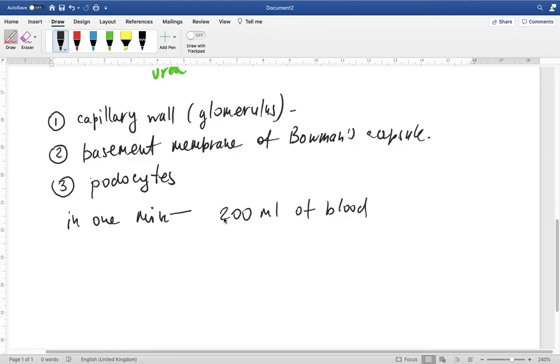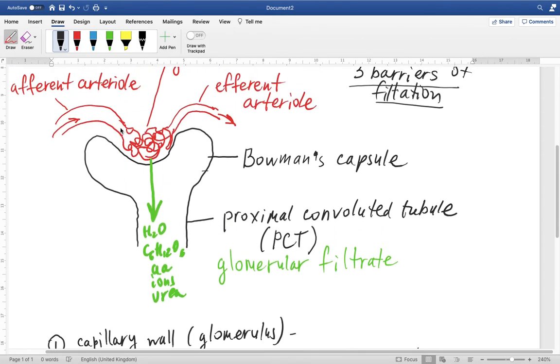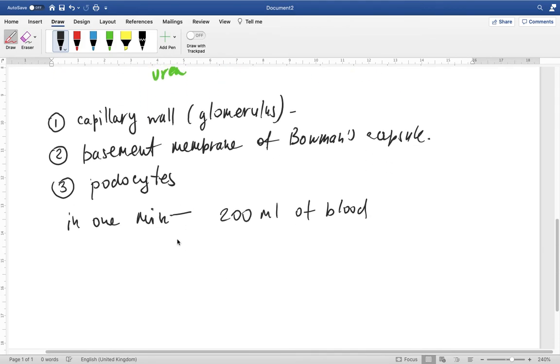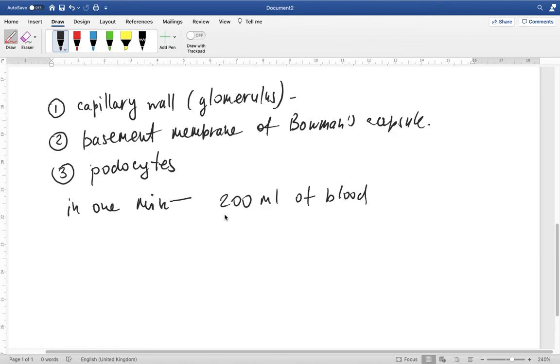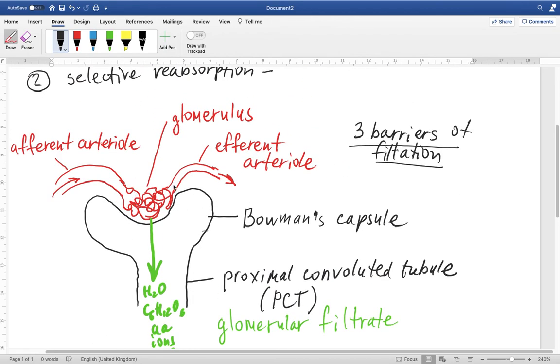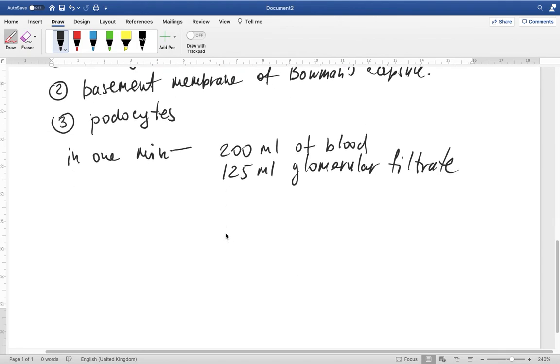So how much of this blood is going to end up getting filtered out and become glomerular filtrate, right? Well, out of those 200 milliliters, round about 125 milliliters is going to turn into glomerular filtrate. Right? So the rest of it is just going to stay in the glomerulus and leave via the efferent arteriole.